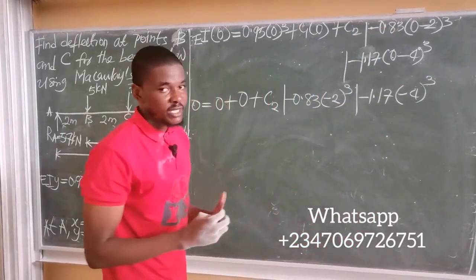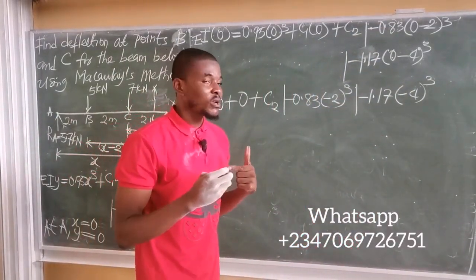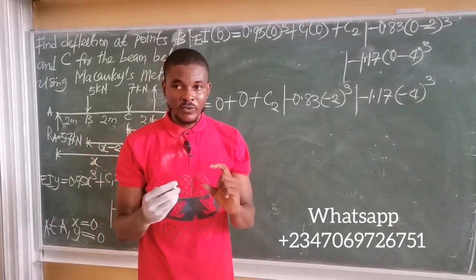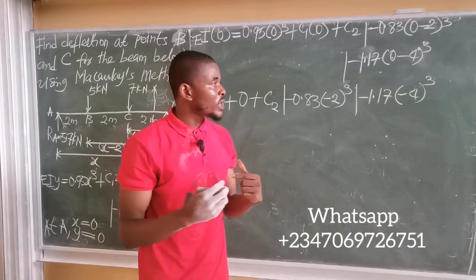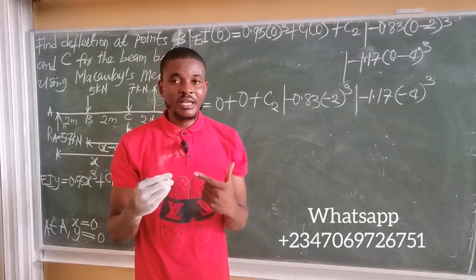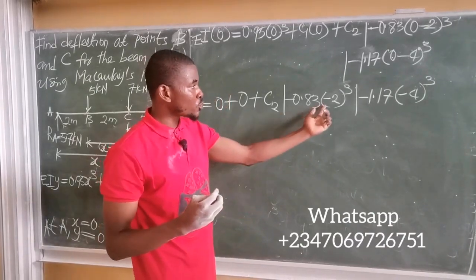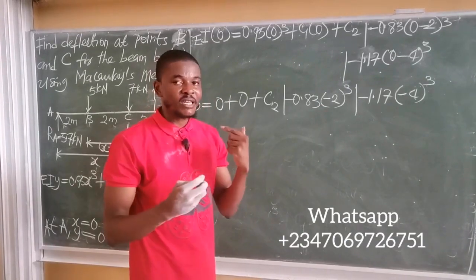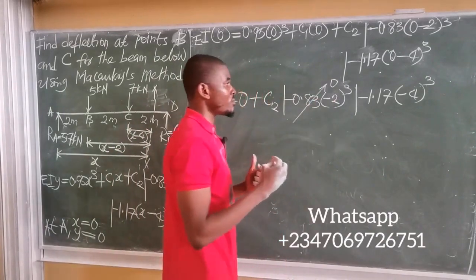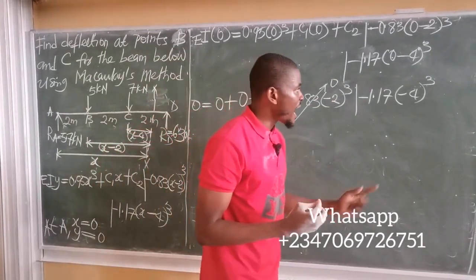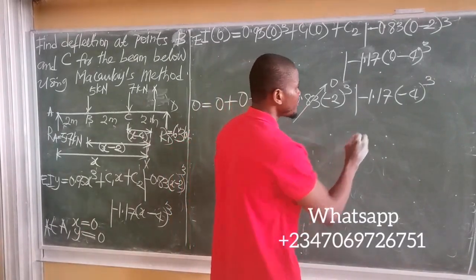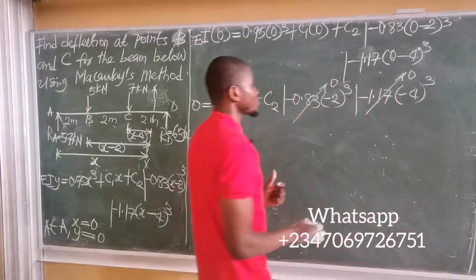So according to Macaulay, every value in the Macaulay's bracket that is less than 1 should be treated completely as 0. That's Macaulay's method. So every value in the brackets less than 1 should be treated as 0. So I have here minus 2. Minus 2 is of course less than 1, so automatically everything here is simply called 0 according to Macaulay's method. Same thing here, I have minus 4. Since I have a negative value inside that bracket, automatically everything here also becomes 0. So those two are off.